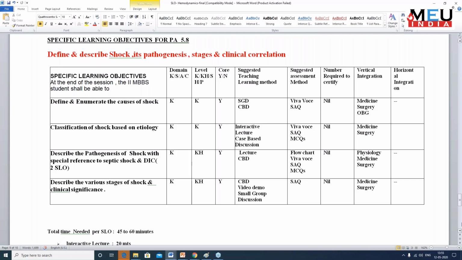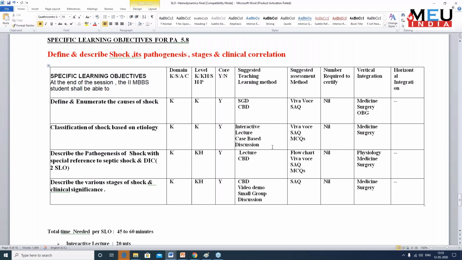Classification. I think only SDL is sufficient for classification. I have made a mistake there. I think it's been copied wrong. Only SDL is sufficient for classification of shock. And method of assessment is viva voce or MCQs.